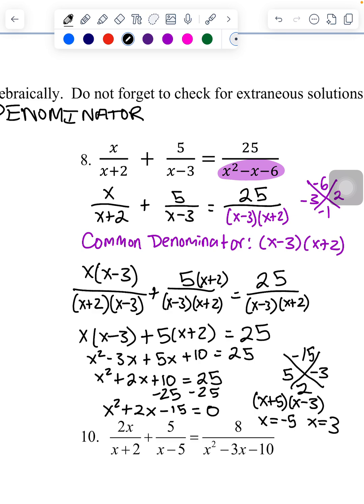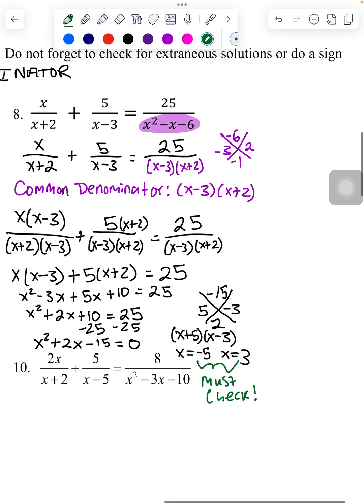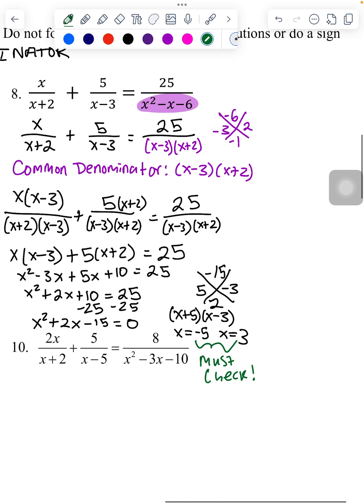Now, when I am solving rational expressions, I must check for extraneous solutions. So we must check. Okay, I have to check my answers because we have that possibility of dividing by 0, which is very, very bad. So I'm going to check both of them to see if I get any division by 0.